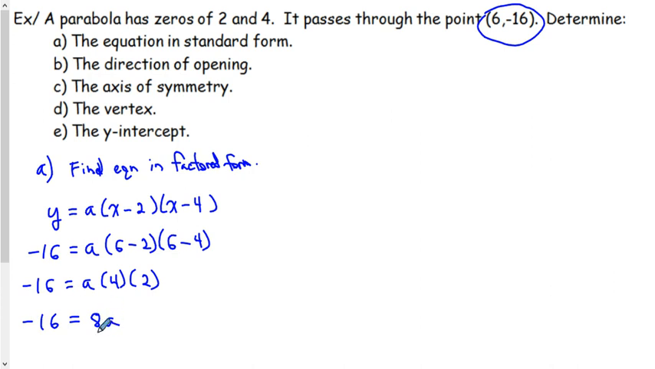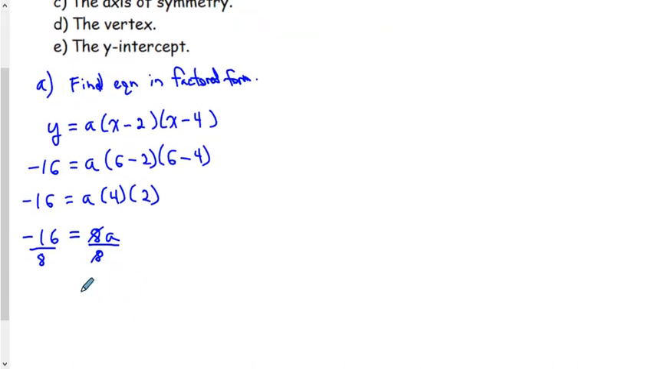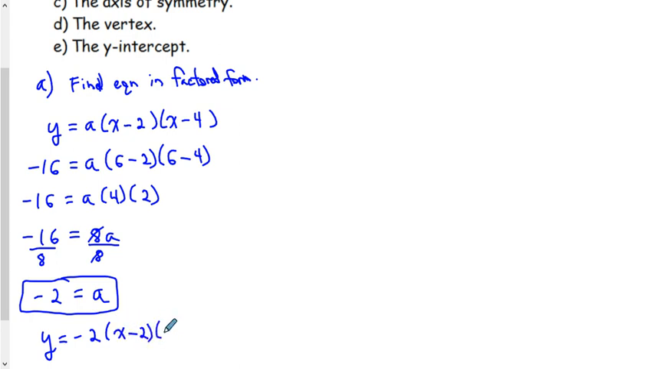How do I get rid of that 8 and get a by itself? I'm going to divide both sides by 8. So we say, okay, we're left with a equals negative 16 over 8. That's negative 2. So that's a pretty important thing to figure out. I'm going to put a little box around that. And now we know we've got an equation. It's going to be y equals negative 2 times x minus 2 times x minus 4. So let's write that full equation in its factored form. So we're going to say y equals negative 2 times x minus 2 times x minus 4.